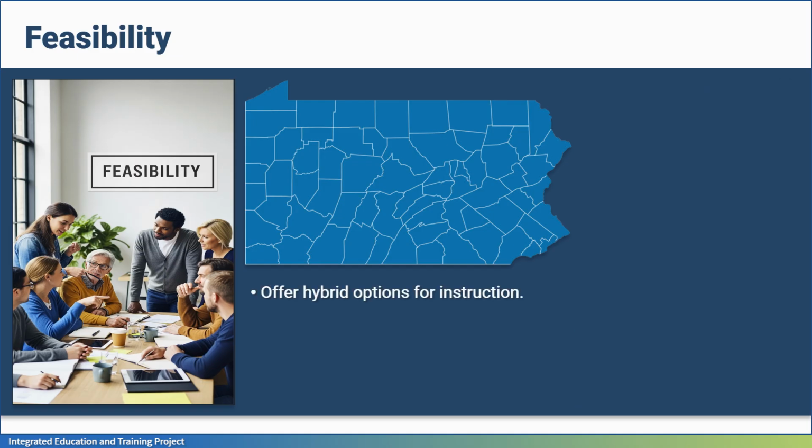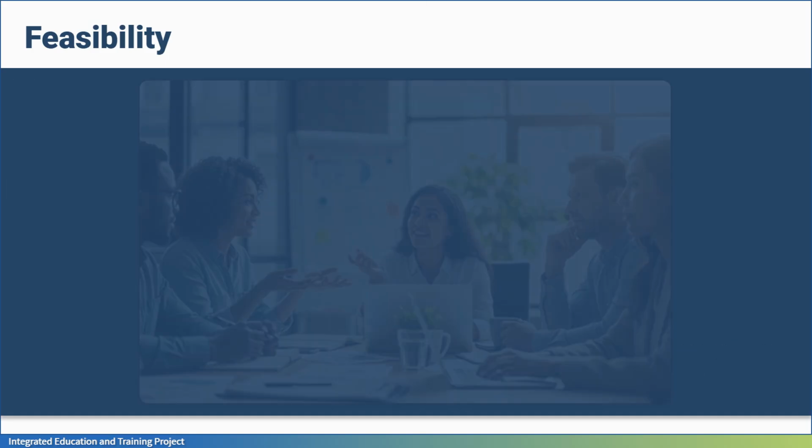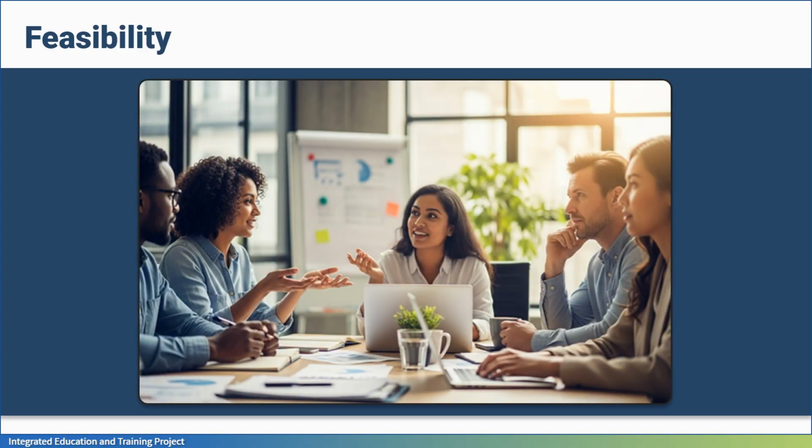These supports may include offering hybrid options for instruction, building an extra week or two in for possible class cancellations, and/or having the IET program attendance policy aligned to training providers' winter absence policies. Offering the IET later in a program year might seem more feasible from the standpoint of learners being academically ready, but it may not be feasible based on when employers tend to hire for positions. You'll want to work with your team to determine the best timing of the course to ensure it is feasible for both learners and all partner staff involved to succeed.